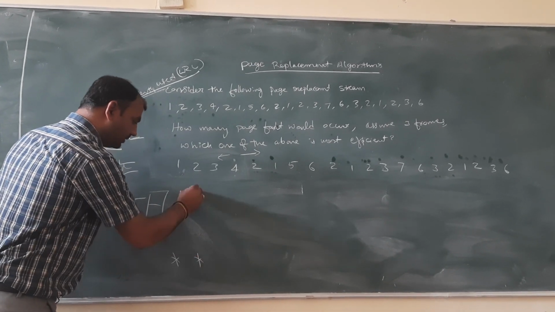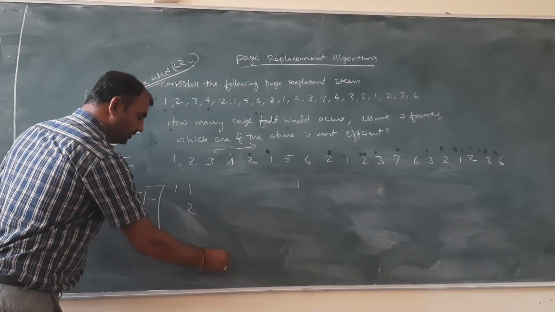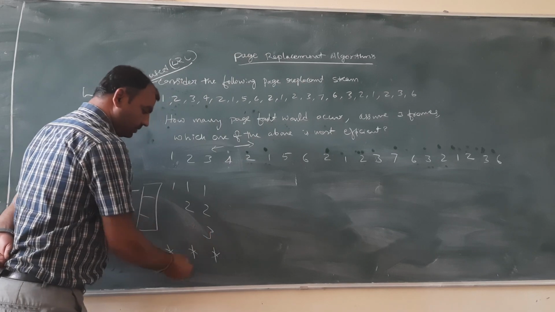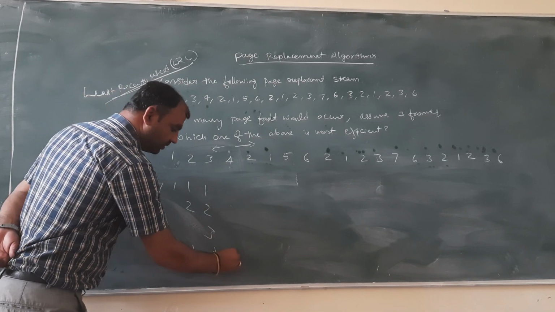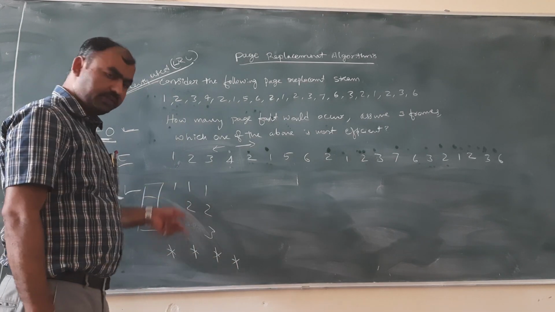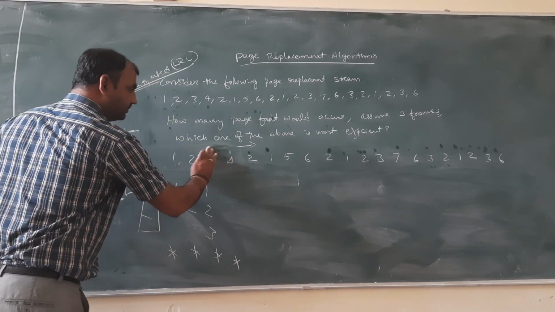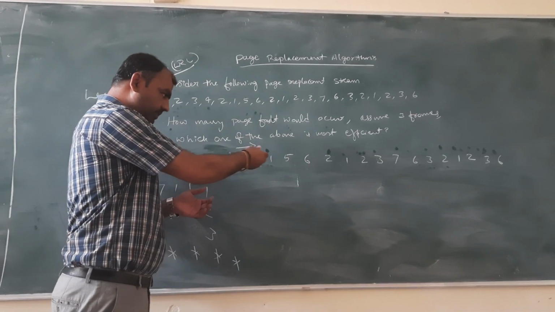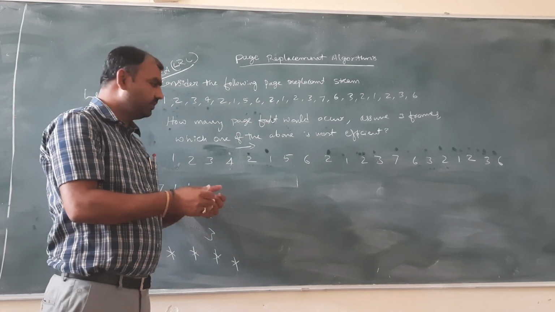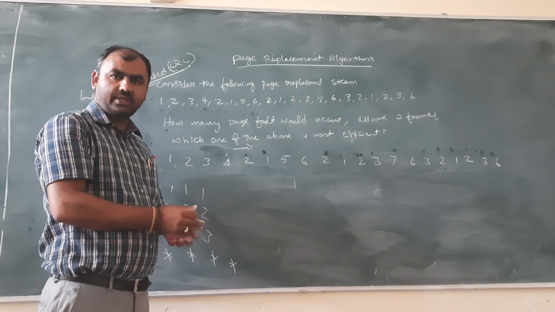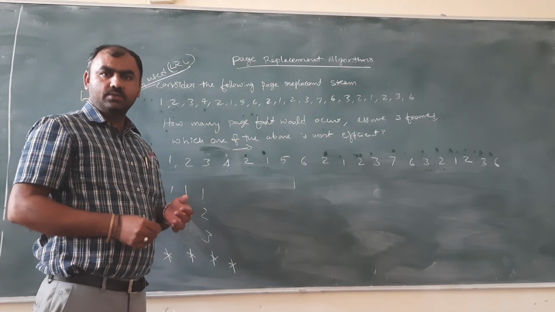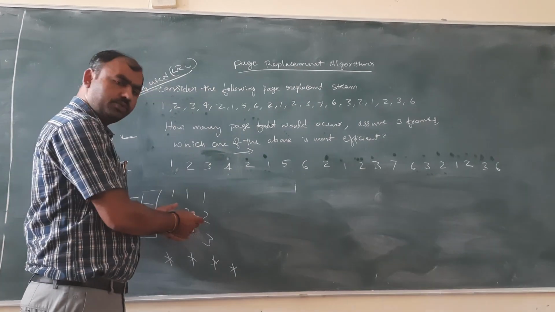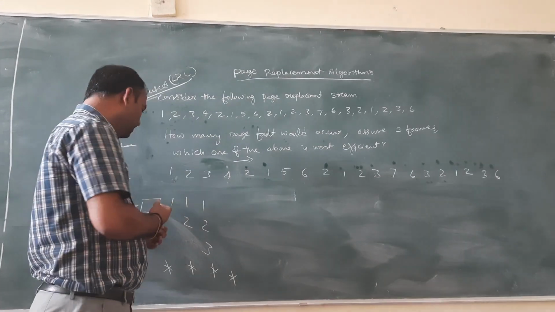2 is required. Page fault occurs. 1, 2. 3 is required, it is not there, so we need to update. Page fault occurs. Then 4 is required, that is not there. Page fault occurred. So then which one to replace? The optimal says whichever is required furthest away. Some pages we want very soon, and some pages we don't want until much later, so those pages have to be replaced. That is what the optimal says.